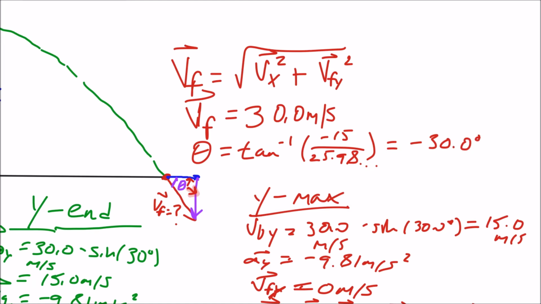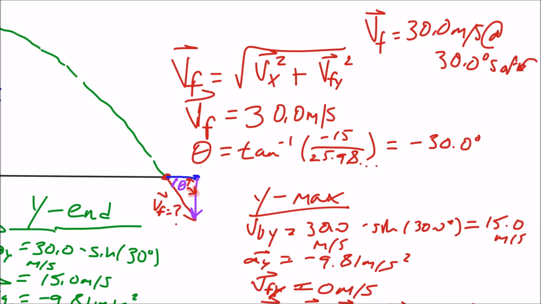Remember, no such thing as a negative angle. The reason that the calculator is returning a negative value is because this angle theta is below the positive x-axis here. So you can say then that the final velocity overall is equal to 30 meters per second at 30 degrees south of east. Or you can set it from 0, right?